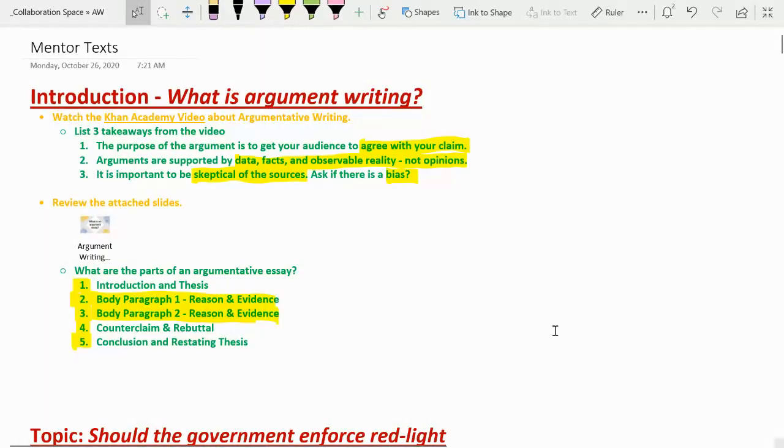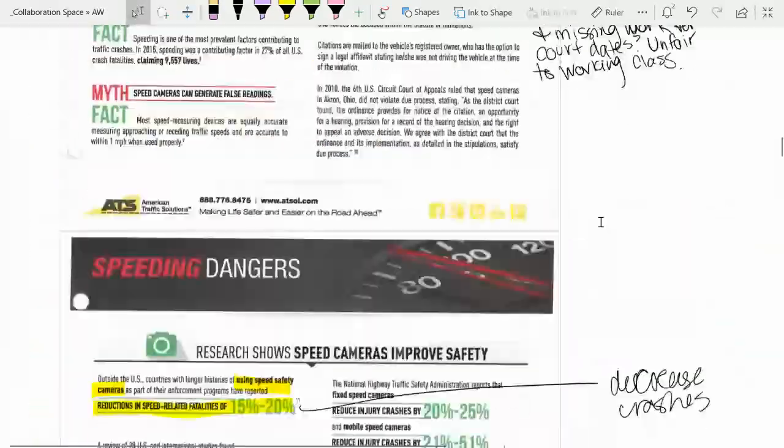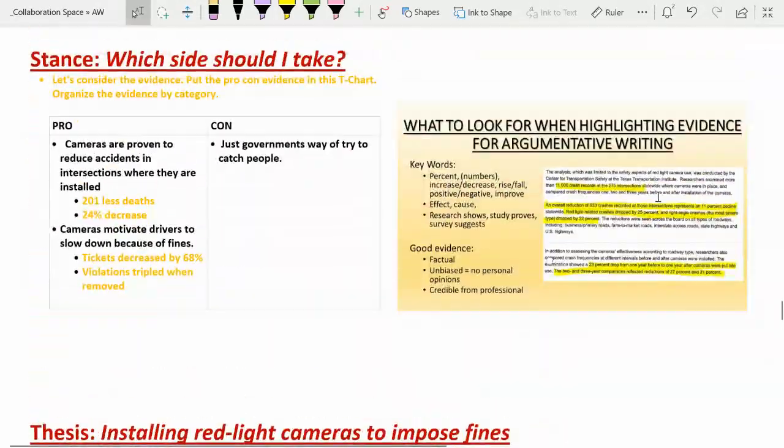So I have here my articles. My evidence is highlighted. It's categorized. So when I got to this chart here, I realized that I had more on the pro side of the argument. So if the question was, should governments enforce red light or speed cameras? The pro side of the argument is yes, they should.